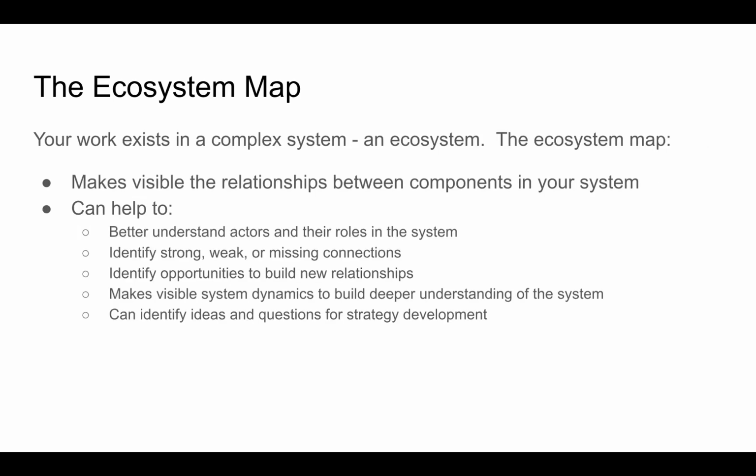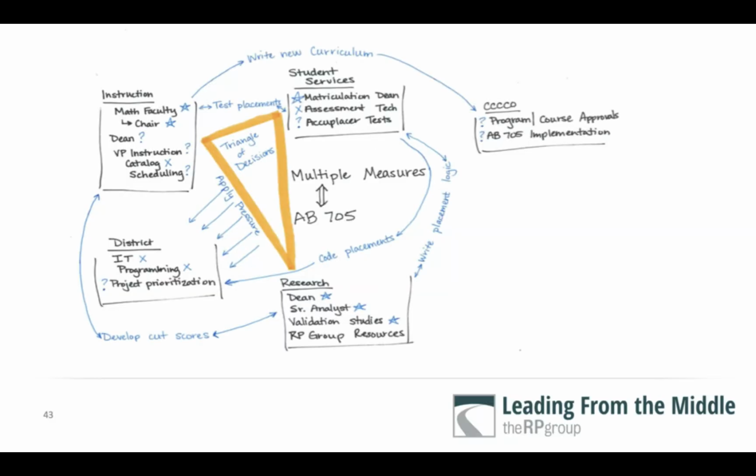What are some advantages of the ecosystem map? This slide lists several of them. Basically, it's a way of helping you to visualize the relationships between the components of the system in which your project lies. Why would you want to do this? That way, we can better understand the roles that each piece of the system plays in your project. You can identify connections that are strong, identify those that may need to be strengthened, and identify connections that don't exist yet but are needed for your project to be successful.